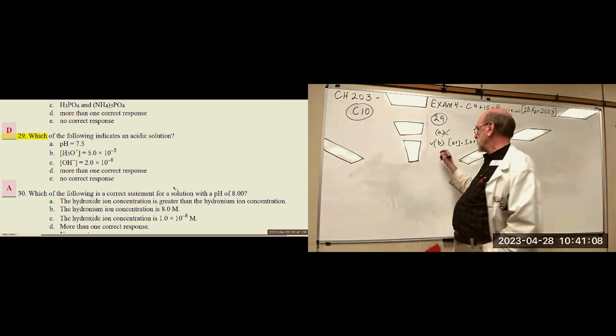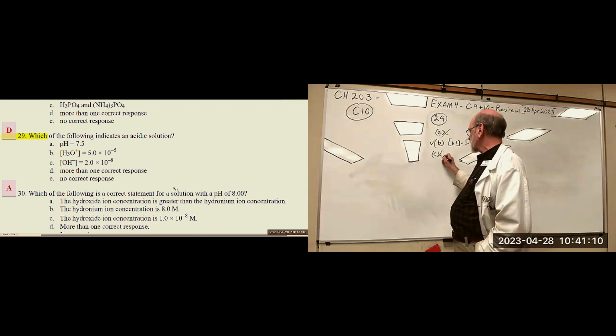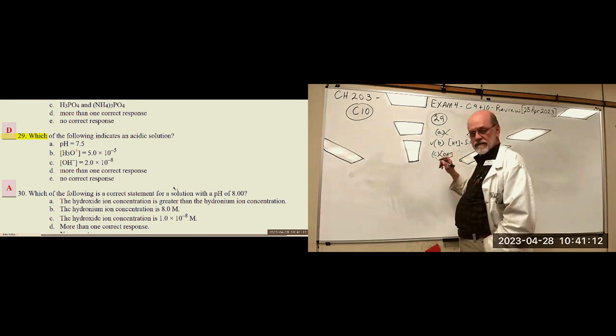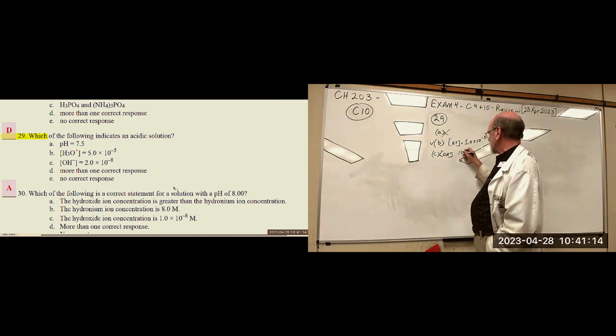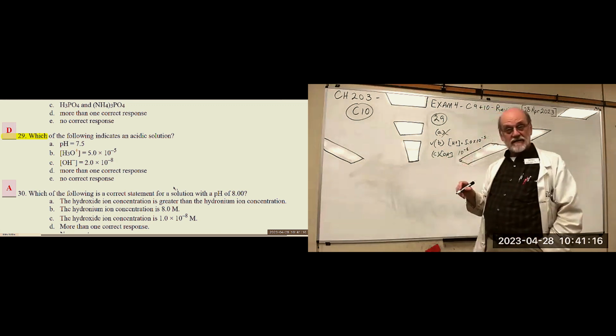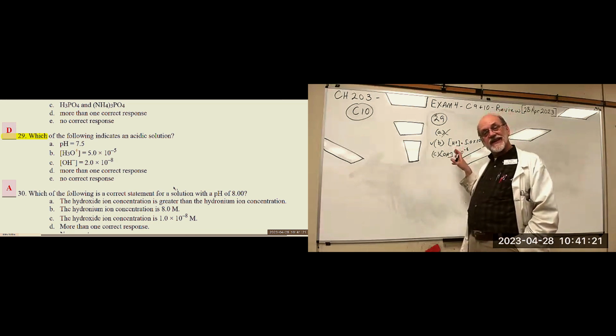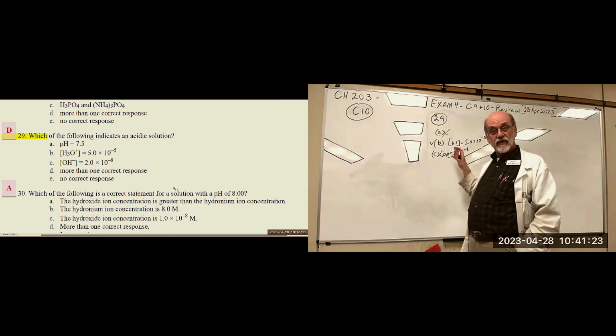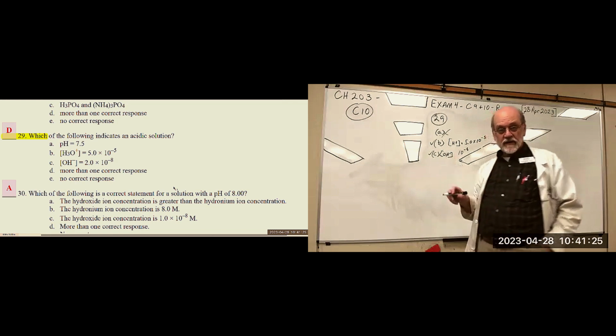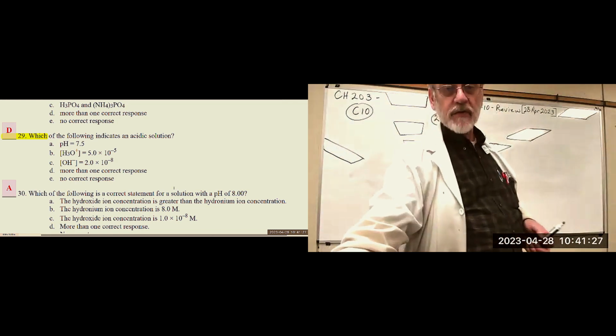How about C? Hydroxide ion concentration of 10 to the minus 8. Right? So hydrogen would have to be 10 to the minus 6, or in that neighborhood. So yeah, that one's acidic too. So D is the answer. Two of those are correct.